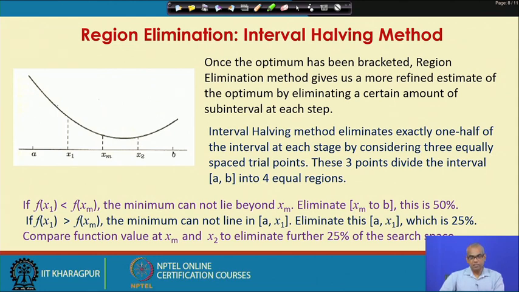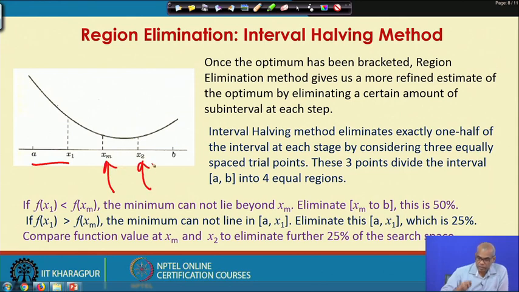But if f of x1 is greater than f of xm, the minimum will definitely not lie within AX1. This is what is shown in the figure. So, in this figure, the function value at X1 is greater than the function value at XM. So, minimum definitely does not lie within AX1. But this is 1/4 of the interval AB. So, I have been able to eliminate AX1, which is 25%. So, now I compare the function value at xm and at x2 to eliminate a further 25% of the search space. So, that way I will be able to eliminate 50%.